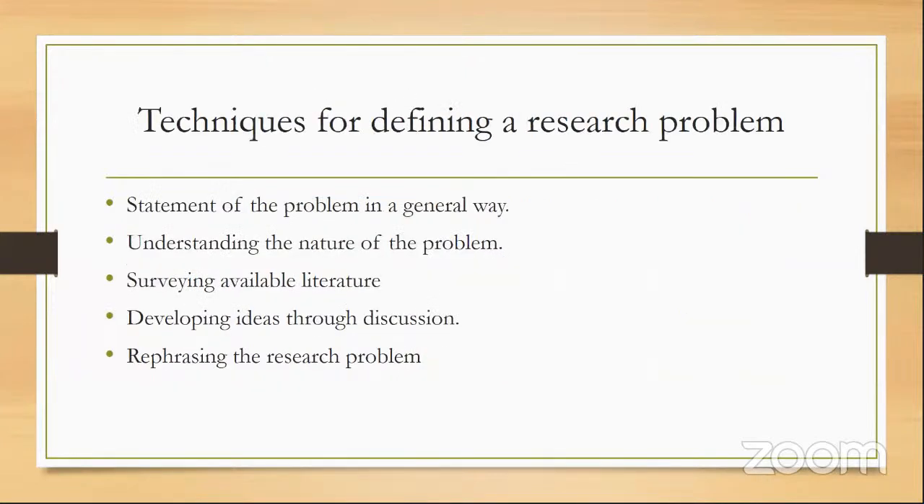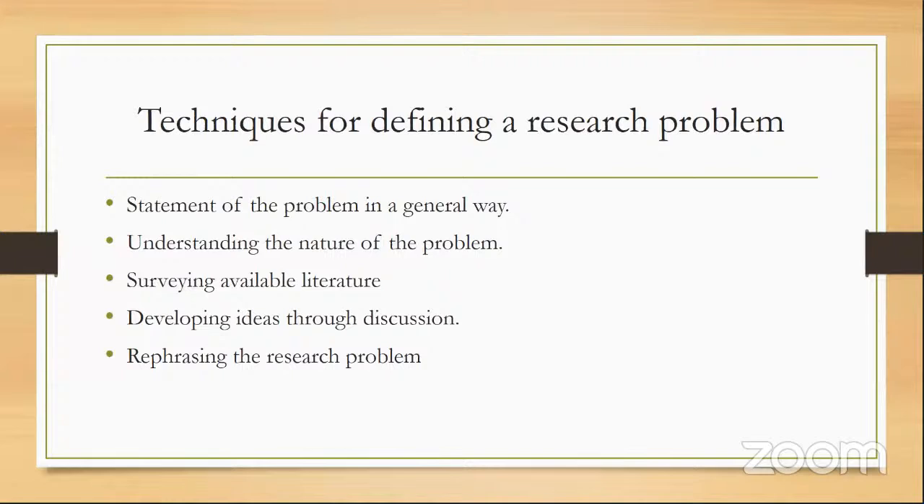Now, while defining a research problem, the following techniques have to be employed. The first is we should state the research problem in a very general way. So our research problem could be increasing the productivity of wheat, or increasing wheat yields, as a general statement of a research problem. The second is understanding the nature of the research problem. Herein what we do basically is we go into the literature, we speak with experts, and we try to understand what is the cause behind that particular research problem.